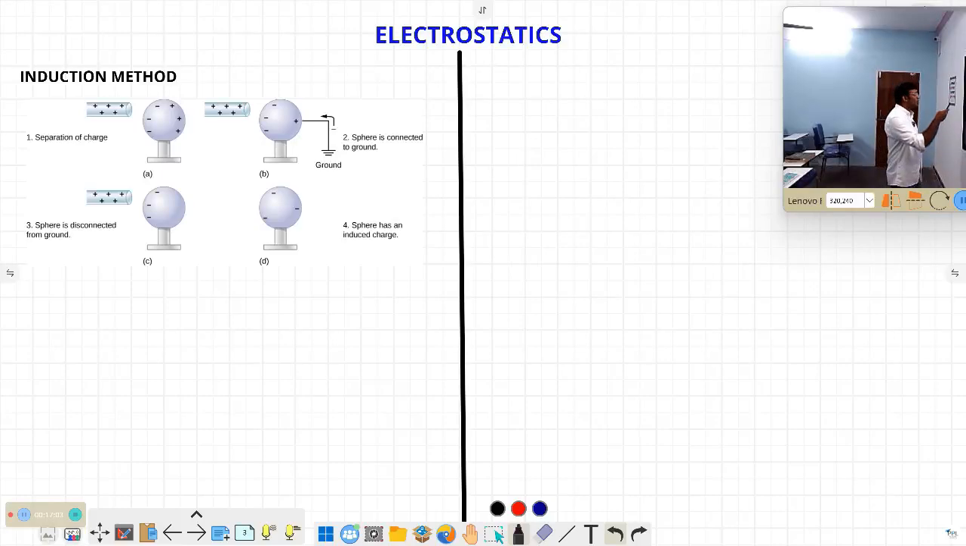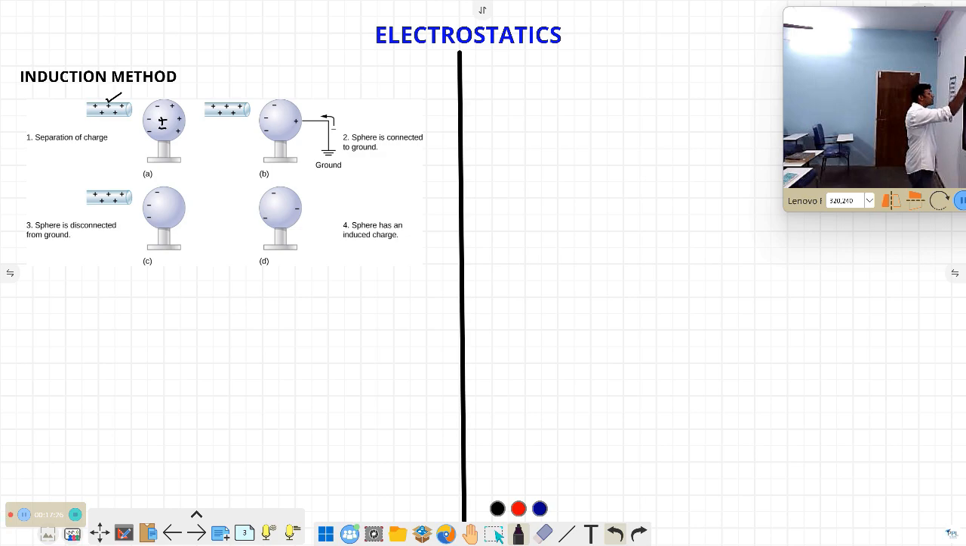It's called induction. You can look at the figure here. I have taken one positively charged glass rod and one neutral sphere. Neutral sphere means initially the positive and negative charges lie inside. Now, whenever the glass rod is brought near to this neutral sphere, it is not in contact. There is a gap.